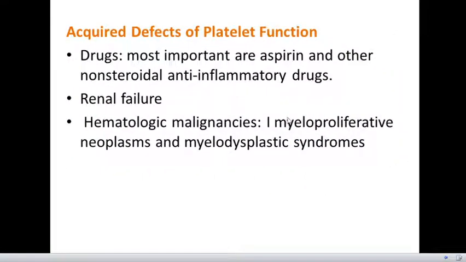And for acquired, we have drugs, most importantly aspirin, and renal failure, and for hematological malignancies, we have myeloproliferative neoplasms and myelodysplastic syndromes. So that's all about the qualitative platelet disorders, or functional disorders of platelet.